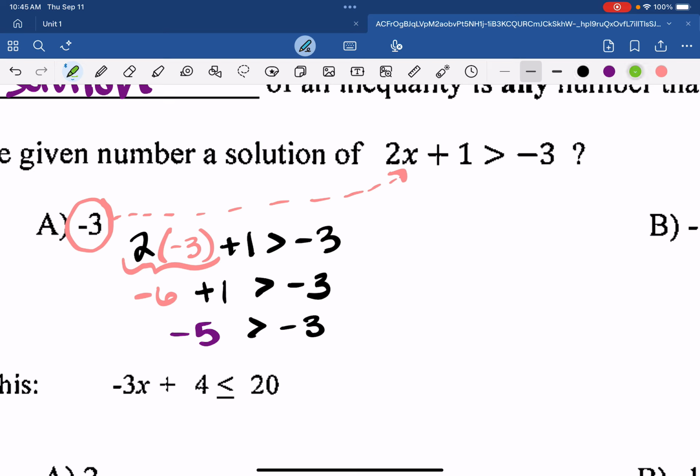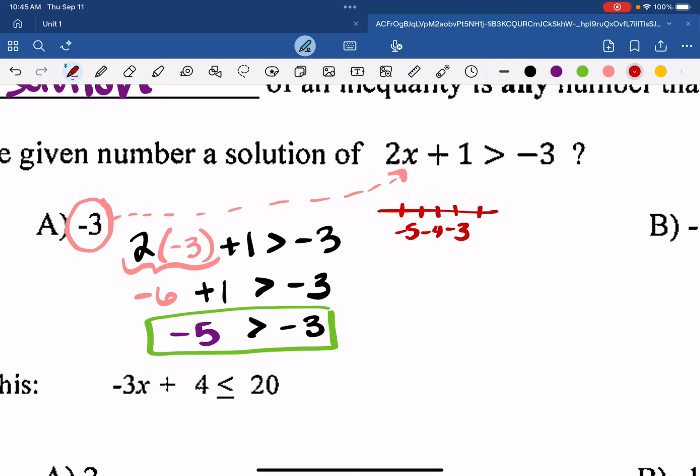Now we look at our statement. -5 is greater than -3. Is that true? Well, if we think about a number line, here's -3. We go backwards, -4, -5. So -3 is actually bigger. So this is false. So this is not a solution.